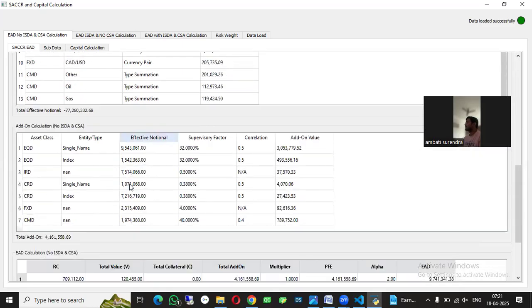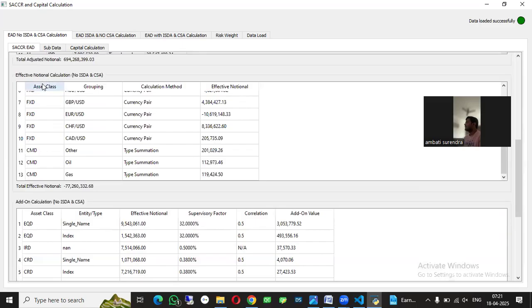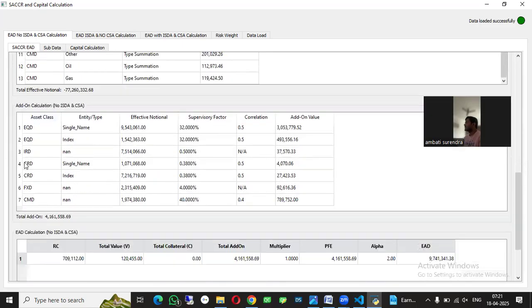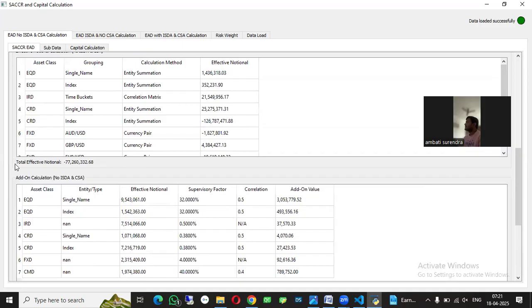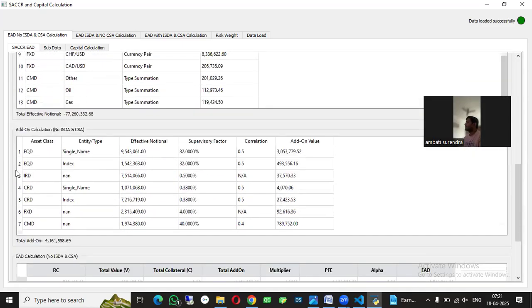Okay, once we calculate the effective notional, we then get the total effective notional. Even though we are not simply using the total effective notional and add-on calculation, I just want to show you how each tab, like effective notional or adjusted notional, shows the total value, and below that, the group.